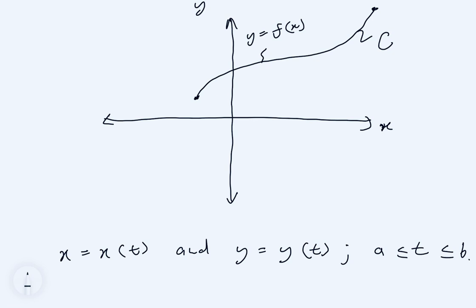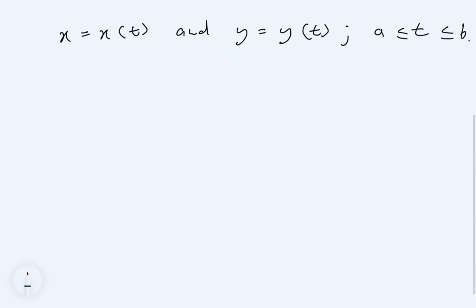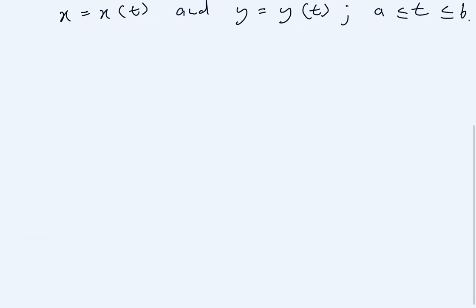Now to calculate the arc length of this curve, we need the metric for R2. That's where we start. In a previous video, we did discuss how you derive the metric for R2. Let's write down the metric for R2 because we need that in order to calculate the arc length of this curve C.